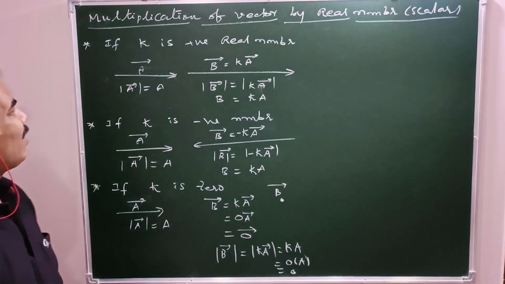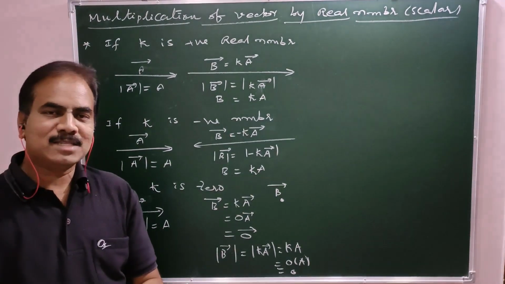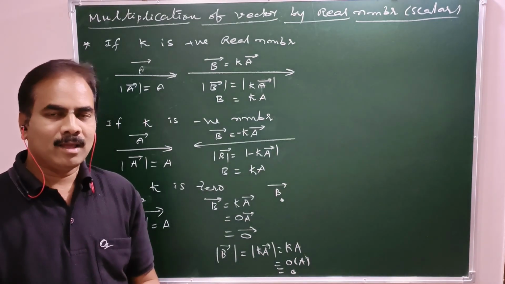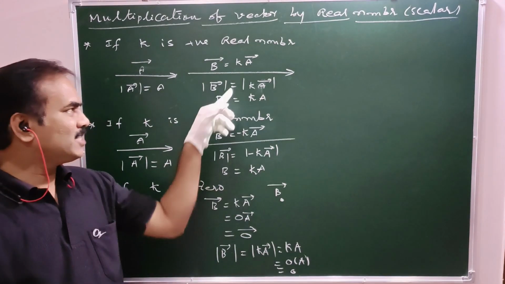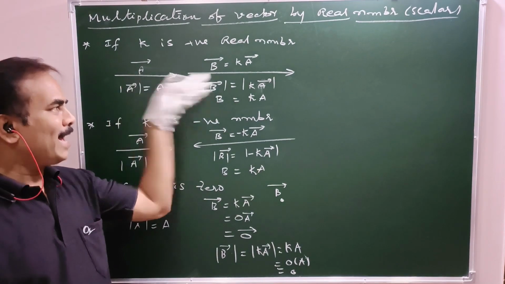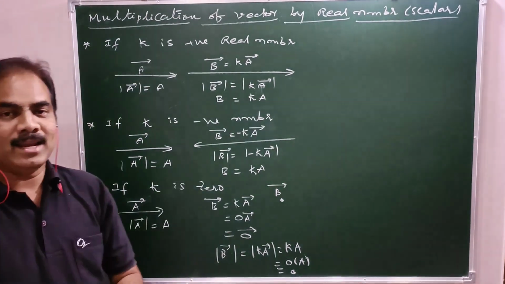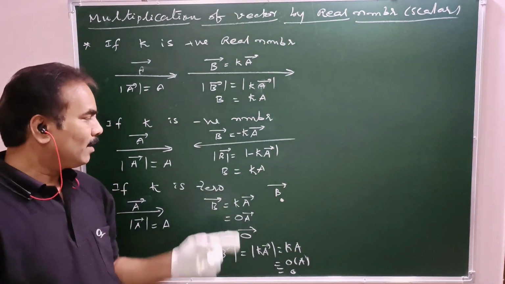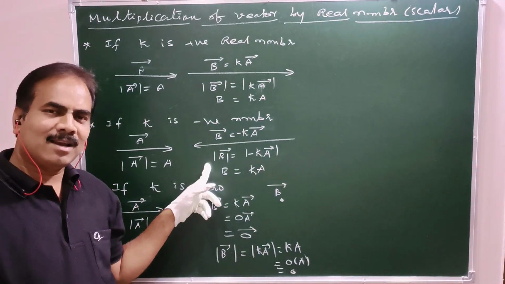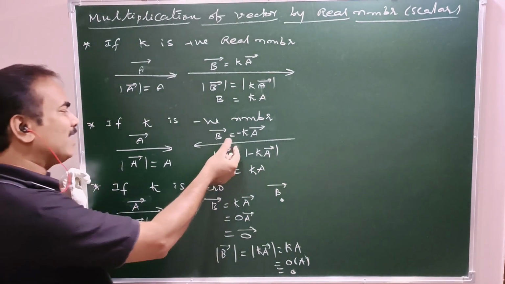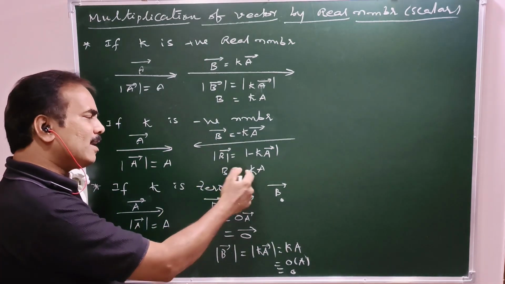So what is the inference here? If a given vector is multiplied by a positive real number, then its direction will not be changed, but the magnitude becomes k times the previous value. If it is multiplied by a negative real number, this time the magnitude changes, and similarly the direction also changes. Means the direction reverses, magnitude again k times.